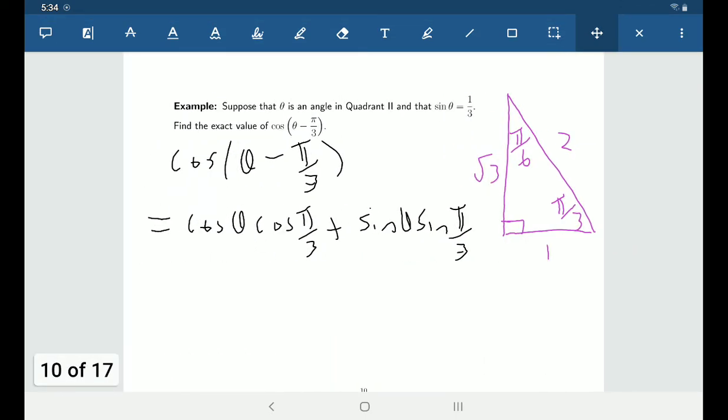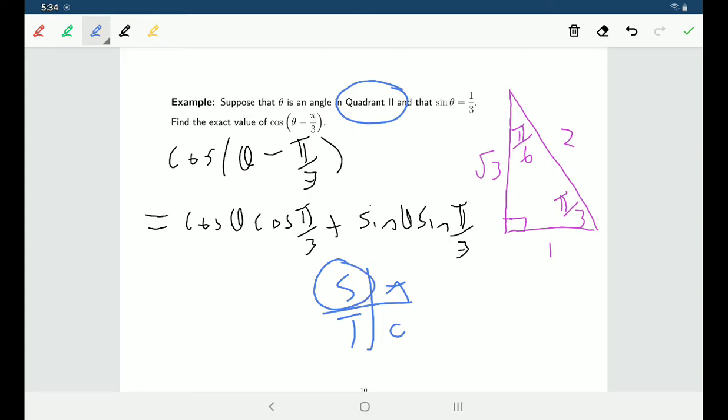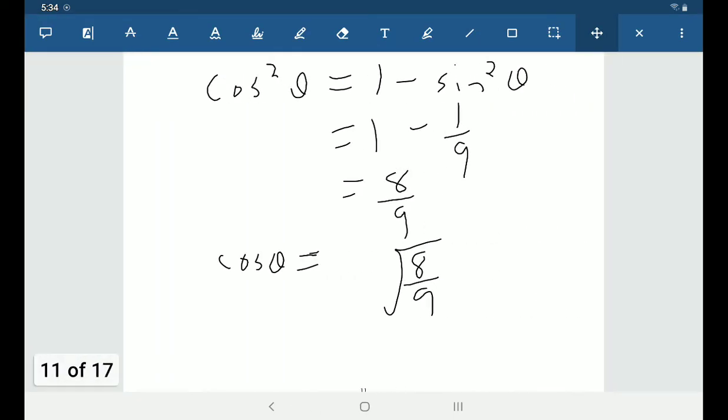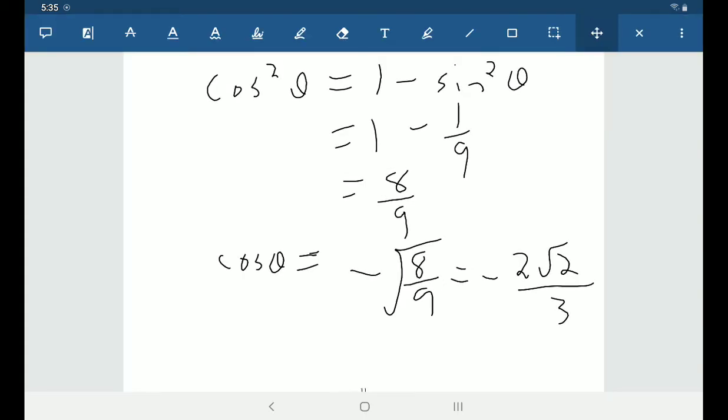This is where we go back and remind ourselves we were told that the angle theta is in quadrant 2, and in quadrant 2 sine is positive but cosine would be negative. So that means we should be taking then the negative root of 8/9, which if we were to simplify that, the denominator, square root of 9 is 3, and the numerator, square root of 8, could be simplified as 2 root of 2. So cosine of theta should be negative 2 root of 2 over 3.